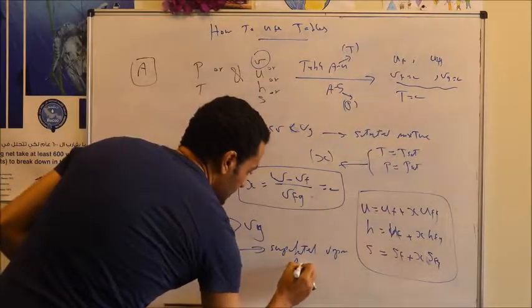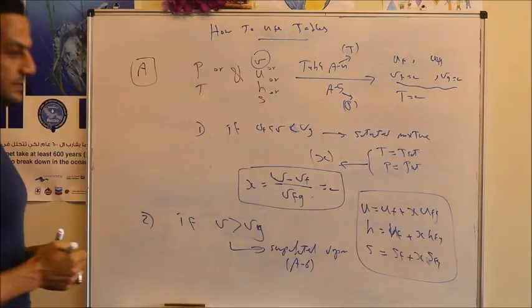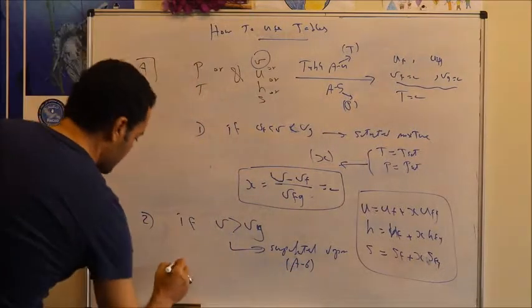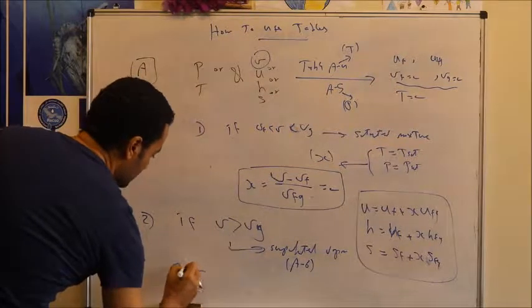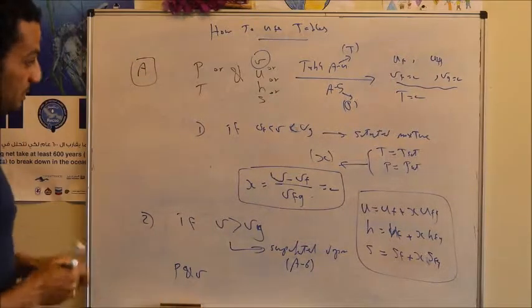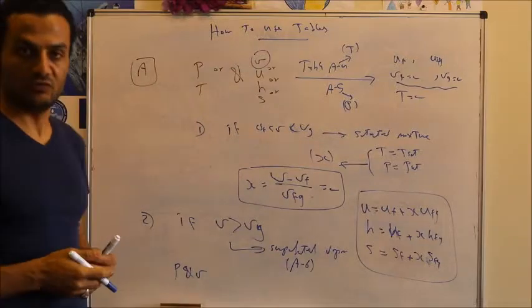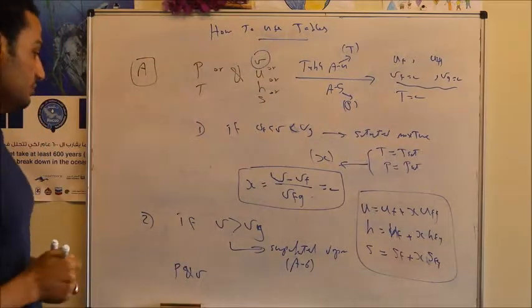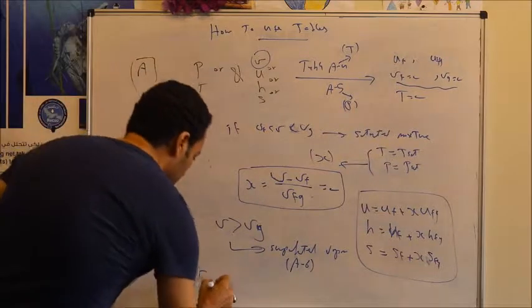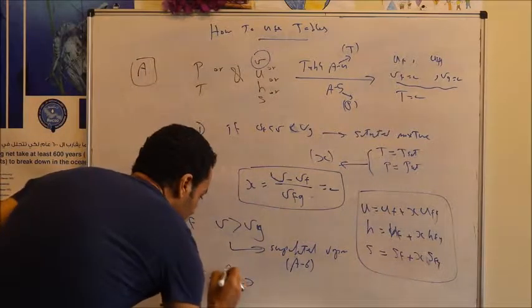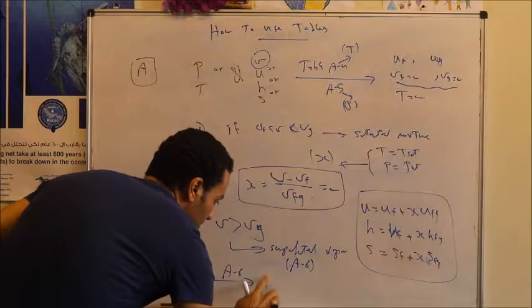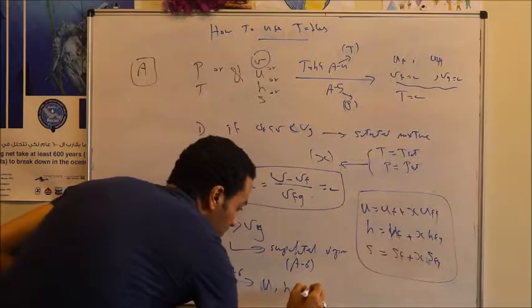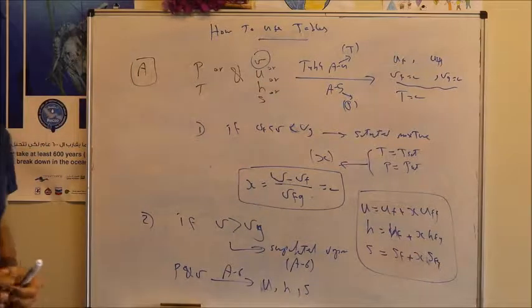And in this case we have to use which table? Table A6. Okay? So from table A6, at this pressure and given a specific volume, you will locate the table at a given pressure, and then just go through the specific volume until you reach your value, and then we can calculate from table A6 the other properties, which are the internal energy, enthalpy, and also the entropy.